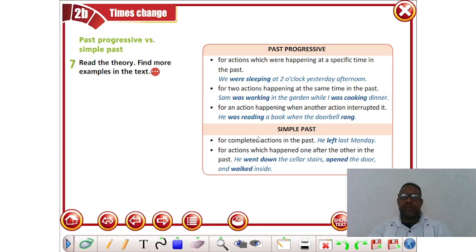And the simple past for completed actions that stayed in the past. They were not in movement in that aspect. For completed actions in the past: He left last Monday. For actions which happened one after the other in the past: He went down the cellar stairs, opened the door, and walked inside.